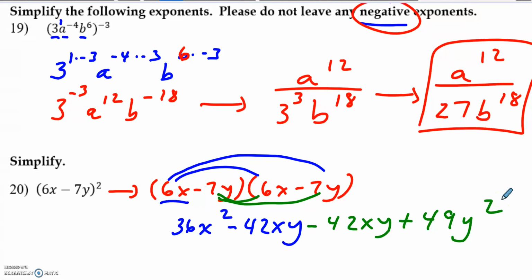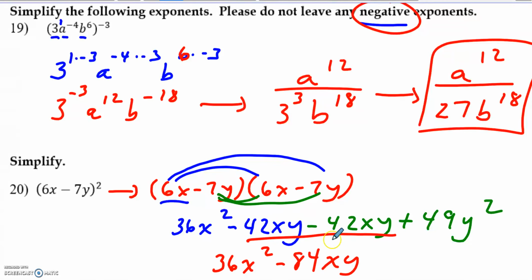If I would like to simplify this, I notice that these two terms in the middle do not cross out, but they are like terms because they both have xy. So my final answer would be 36x squared. Negative 42 plus negative 42 is negative 84xy. Notice I did not change my exponents here because you're just adding the like terms. And then plus 49y squared. So this would be your answer multiplied out.